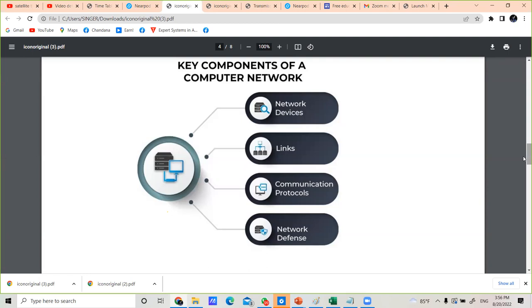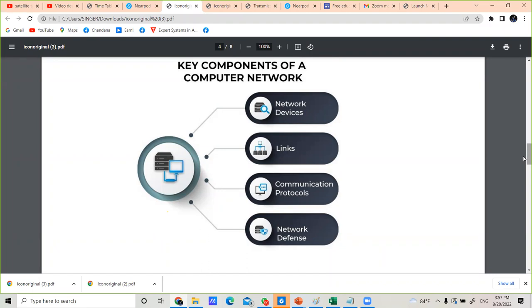Then links, you need a link. Here the link means the transmission media. This is the next important part of the computer network. If you want to establish a computer network system, the second major requirement is links. Links mean transmission media. This transmission media may be wired or wireless, which we learned about earlier in detail, guided and unguided. You need one of the transmission media to establish the computer network system.